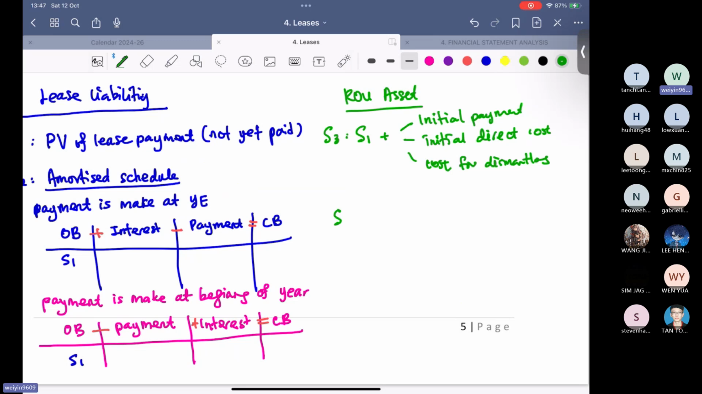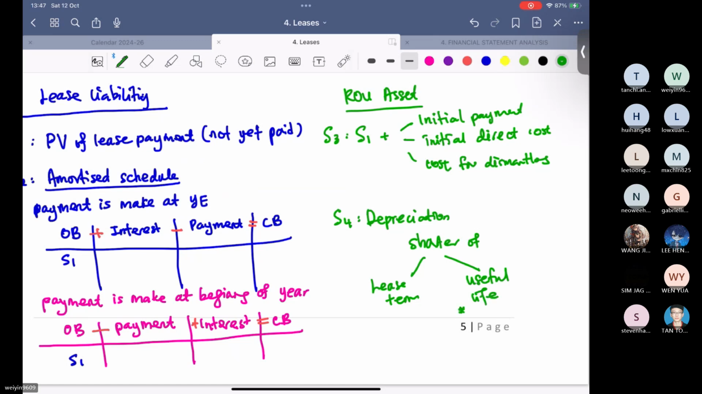Then step 4, depreciation. So depreciation is the shorter of the lease term or useful life. Then put a star here. The star will be the same as the previous one. So useful life, unless the asset is transferred at the end, then we use useful life.